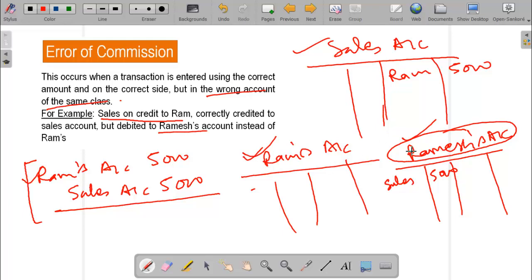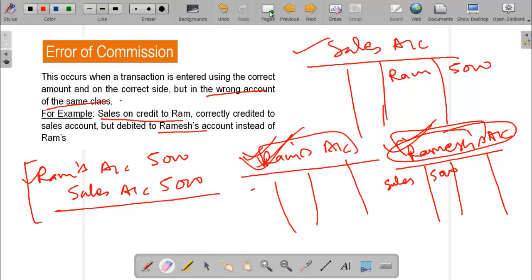It means the class is the same, but the account is wrong. Both are personal accounts. Instead of making the posting in this account, I made the posting in the Ramesh account. Now see the impact on the trial balance. The trial balance will not get affected with this error.